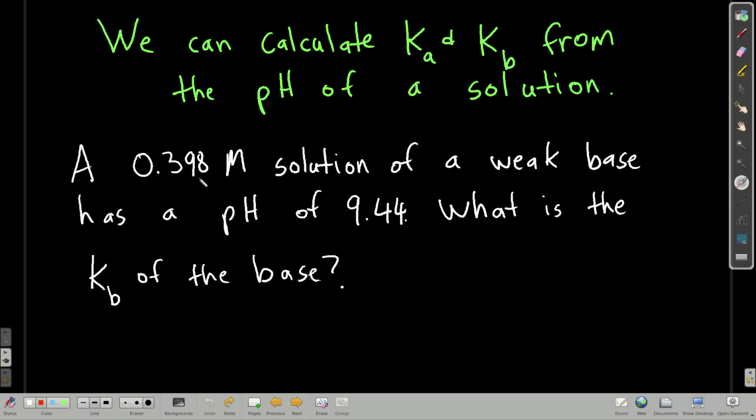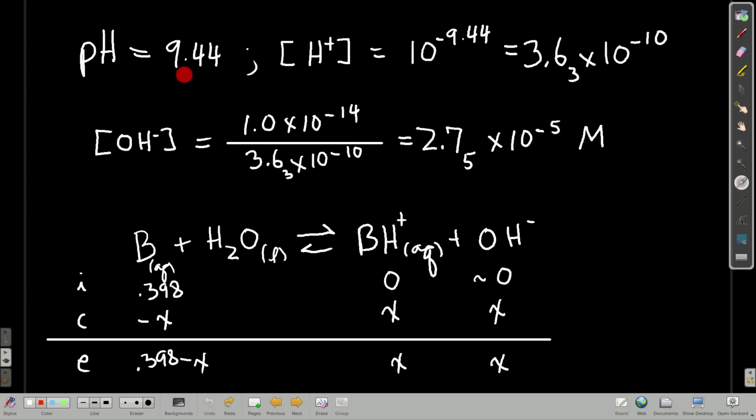Okay, so let's say we have a 0.398 molar solution of some weak base, doesn't matter what it is, and we measure the pH and it's 9.44. What's the Kb of this base? Well, pH is 9.44. Remember, the hydrogen ion concentration is 10 to the minus pH. Plugging in, we get about 3.6 times 10 to the minus 10th molar.